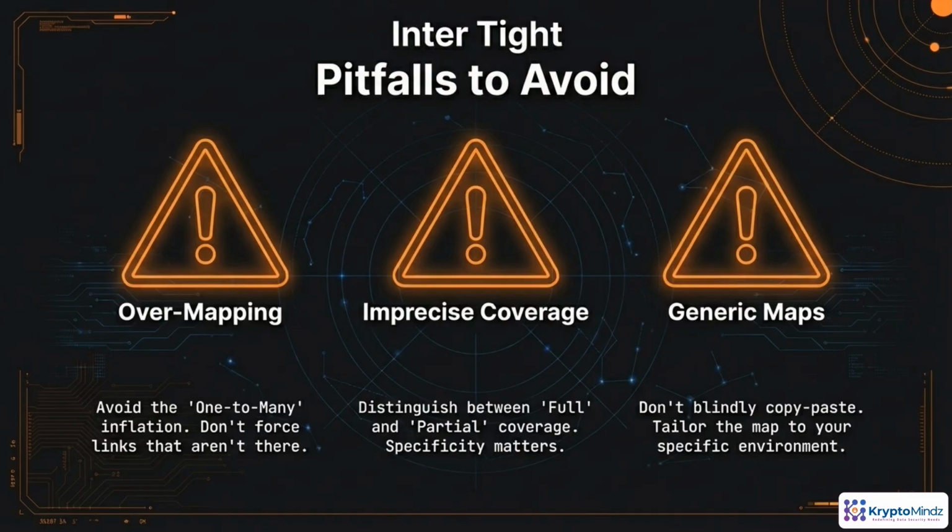When you build CSF mappings, three common traps tend to show up. First, overmapping. It's tempting to link one control to a long list of outcomes. Avoid that. Only create a mapping when you can clearly show evidence that the outcome is truly satisfied. Second, be precise about coverage. Call out when something is only partially implemented or only applies to certain systems, regions, or business units. Third, don't rely on generic maps. Templates are a useful starting point, but you need to adjust them to reflect your actual tech stack, processes, and risk profile.